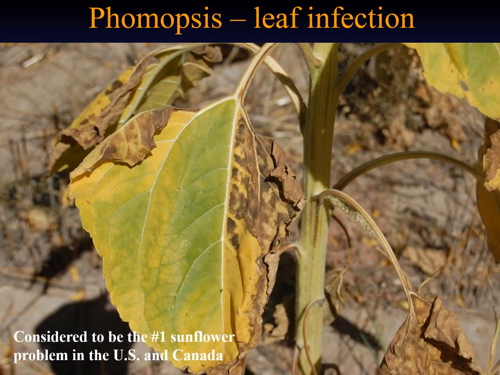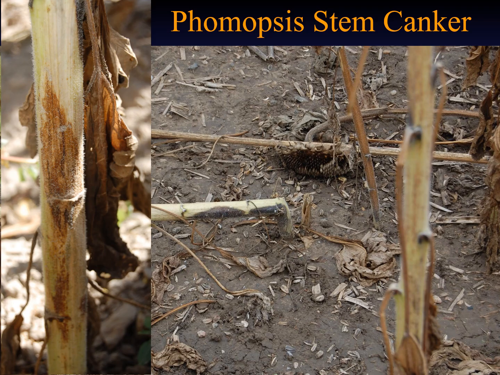Well, this is a picture of the disease symptoms. Phomopsis is a fungal disease that originally starts as a leaf infection, and then it attacks down the petiole into the stem, where it causes lesions like this that eat away the contents inside the stem, which causes them to become unable to hold up the weight of the heads, so they fall over like you see here.